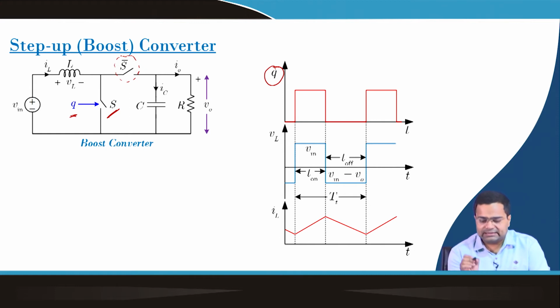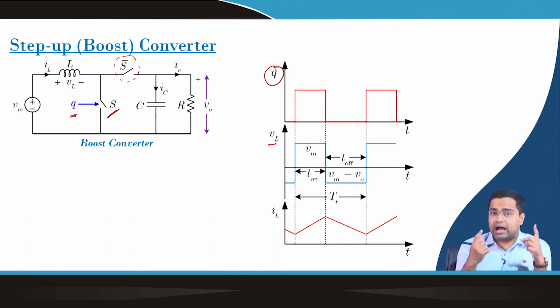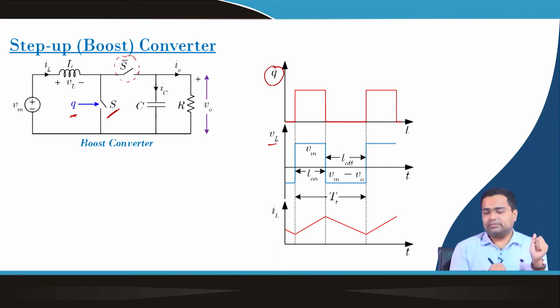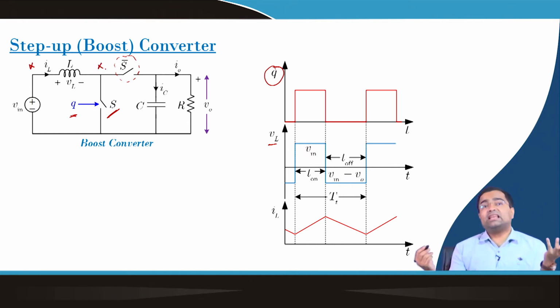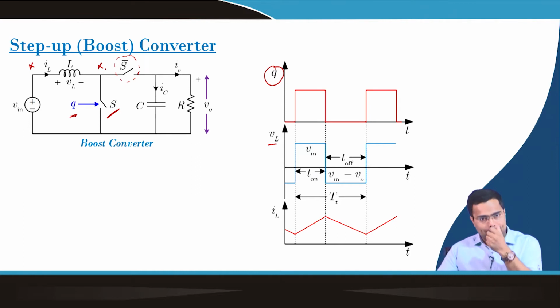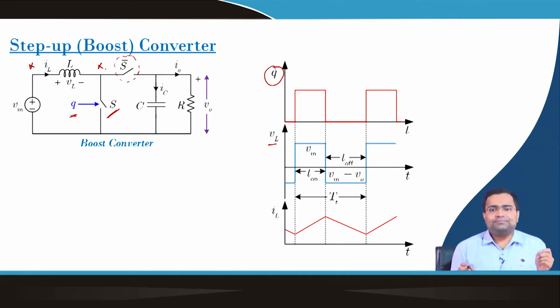So, now we can see the inductor voltage. When Q is high or S is on, then the inductor voltage, if we take this terminal and this terminal, is exactly equal to the input voltage. When the switch is off, then the inductor voltage is equal to input voltage minus output voltage. So, V in minus V 0.